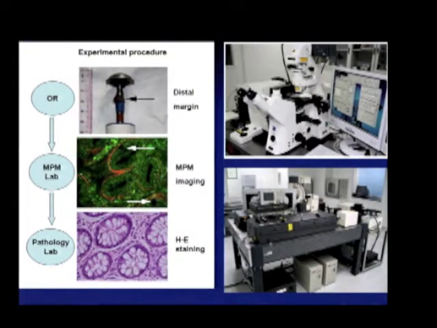This picture shows the procedure in the OR. We take the distal margin. This is the donut distal margin to the multiphoton lab, and this is the multiphoton microscope. This is the laser system to make multiphoton imaging, and then this multiphoton imaging is compared with HE stained imaging.